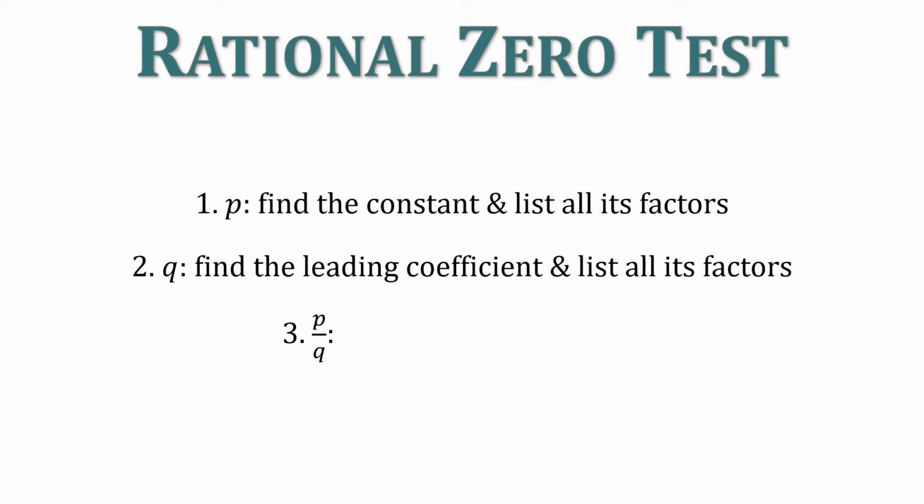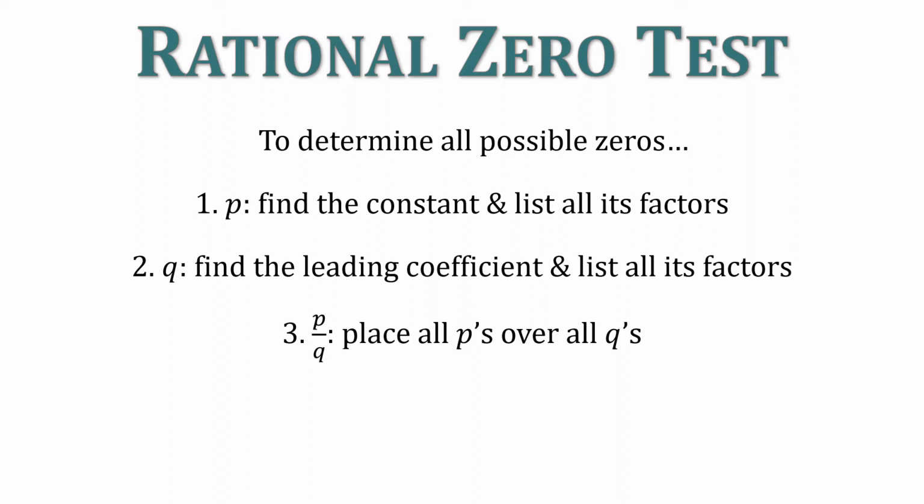We also need to review the rational zeros test from a previous video. It stated that to determine all possible zeros, at first we had to pick our p. Our p was the constant, and we had to list all of its factors. Remember, the constant is the number that does not have a variable with it. Then we identified our q, which is the leading coefficient, and we listed all of its factors. And then we put all of our p's over all of our q's. And that's all we did with the rational zero test. We didn't go any farther with it. We just listed the possible zeros.